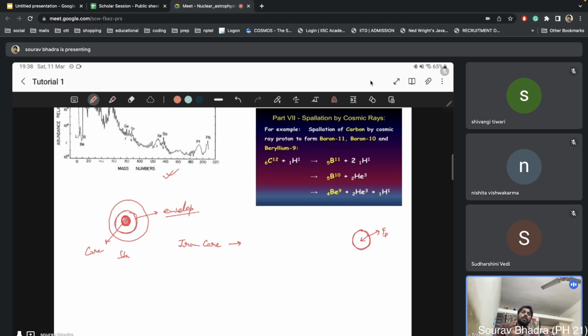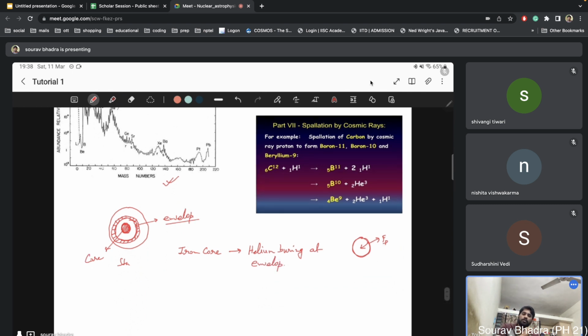Now that envelope has sufficient energy so that it can start the fusion. So hydrogen to helium fusion will start at this envelope. Pardon my drawing, it is not that good. So in this envelope, the hydrogen to helium burning started. You can see that the core has been formed as the iron core, but the helium burning has started at the envelope.